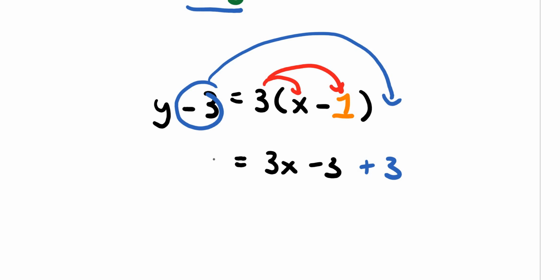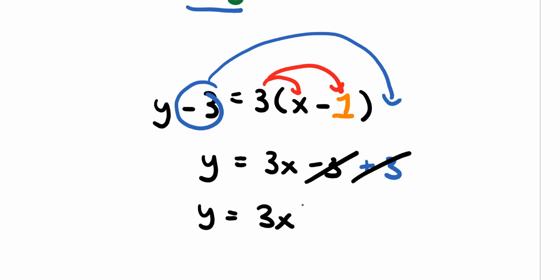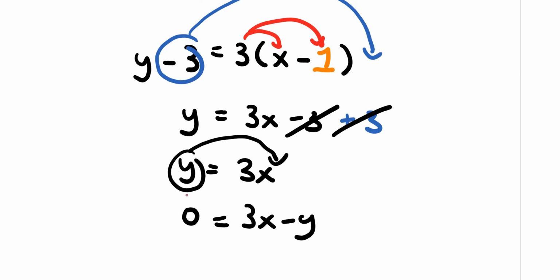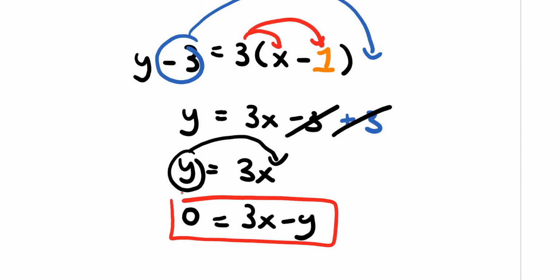Okay. And then I have a positive y on the left-hand side. So this negative 3 and that positive 3 cancel off. So now you have a positive 3x. And we're almost done here. I just take my y and bring it over. So that'll be 3x minus y equals 0. And there it is. There's my equation in standard form.